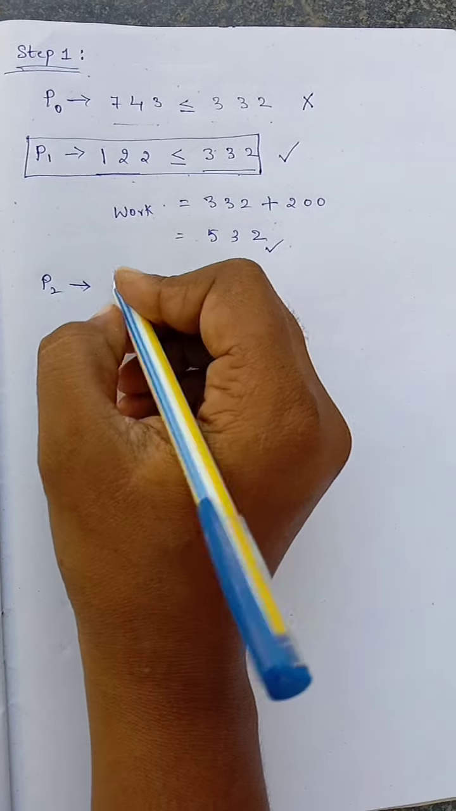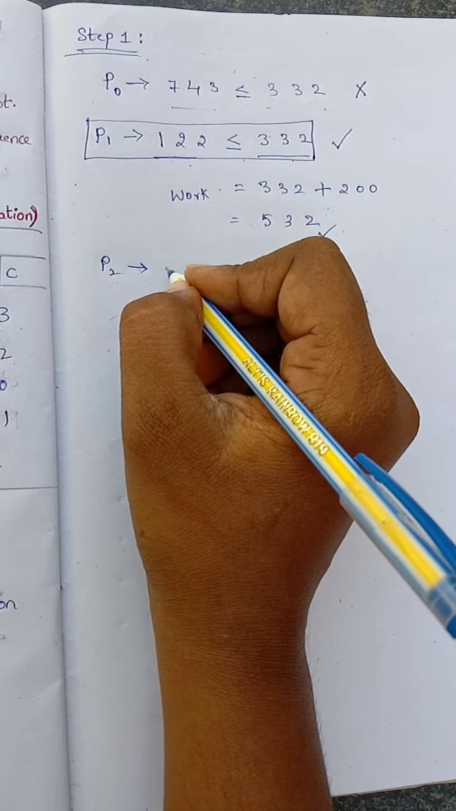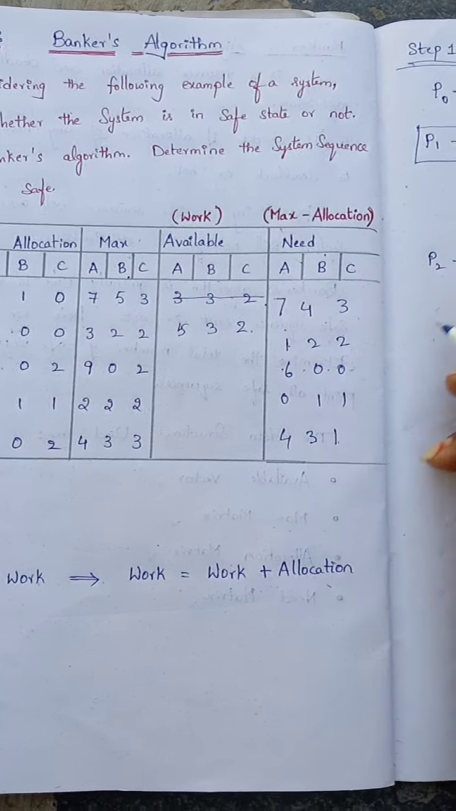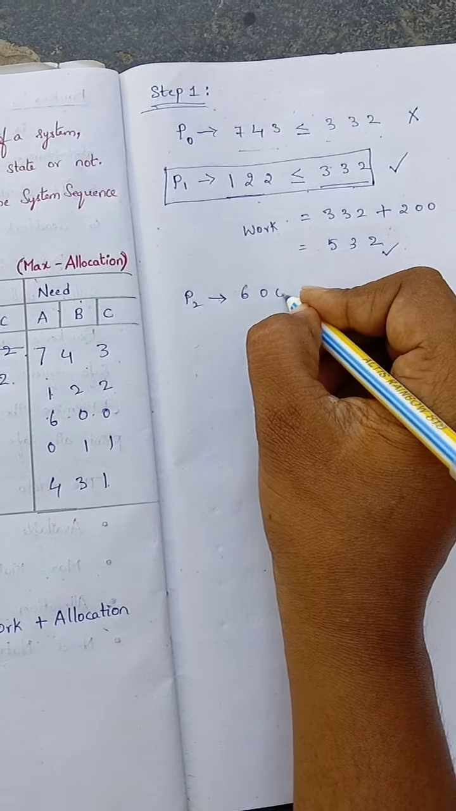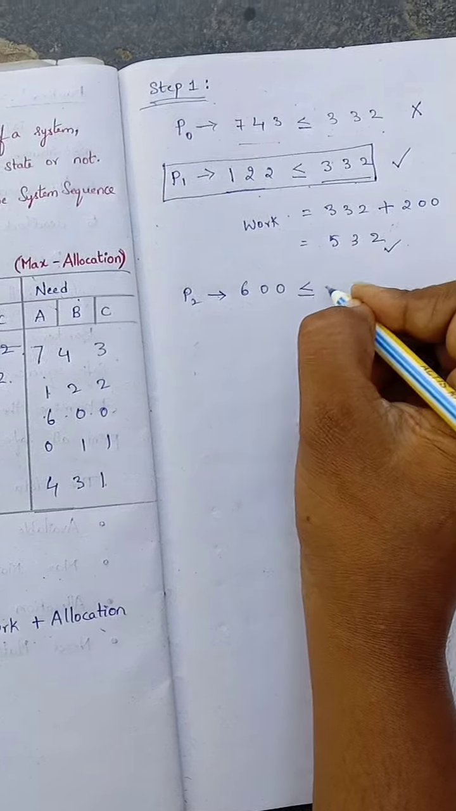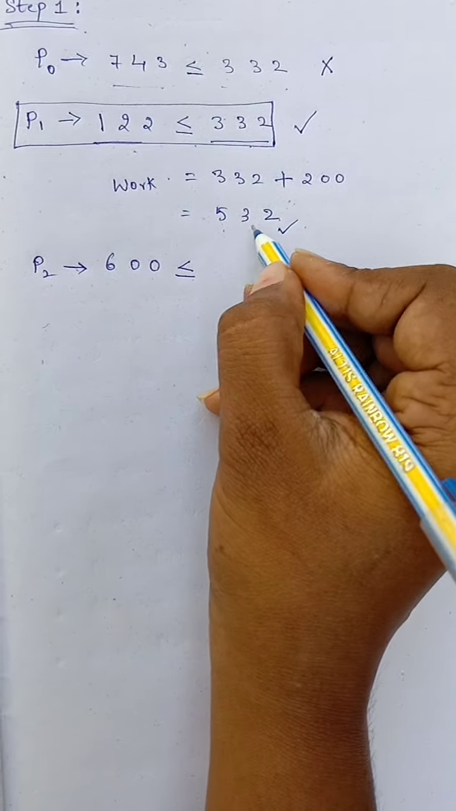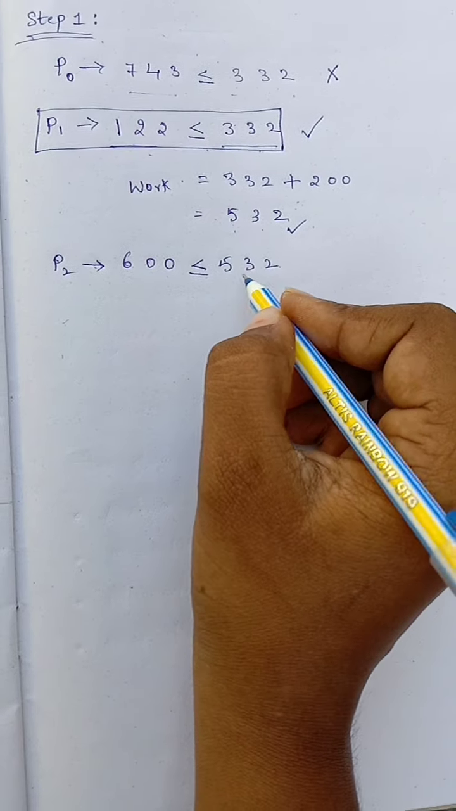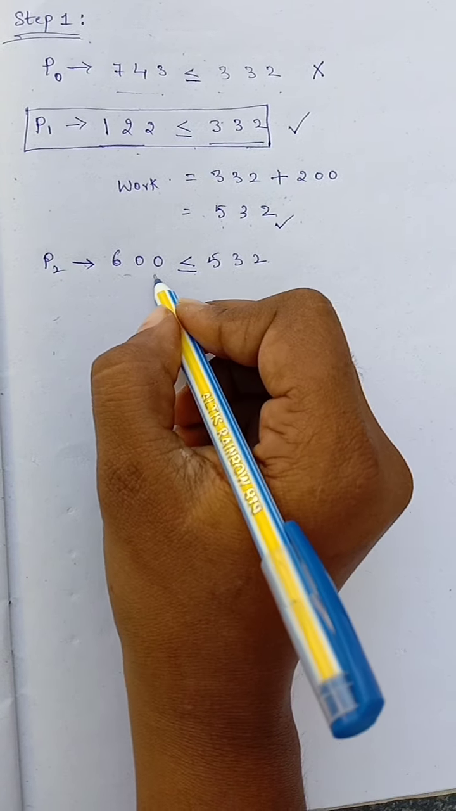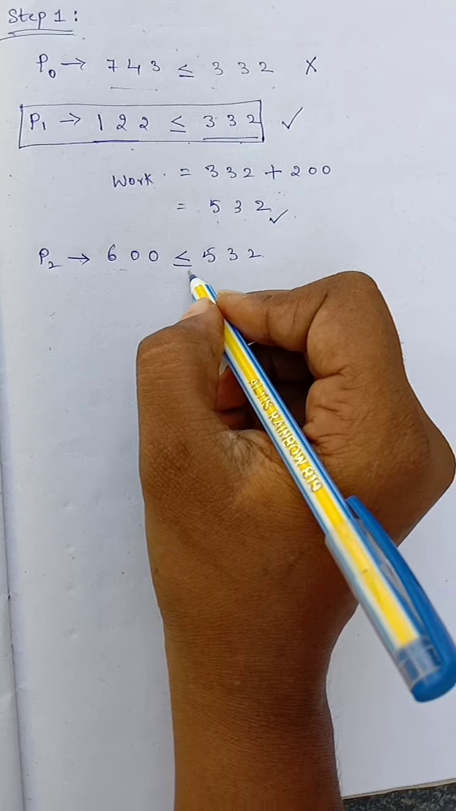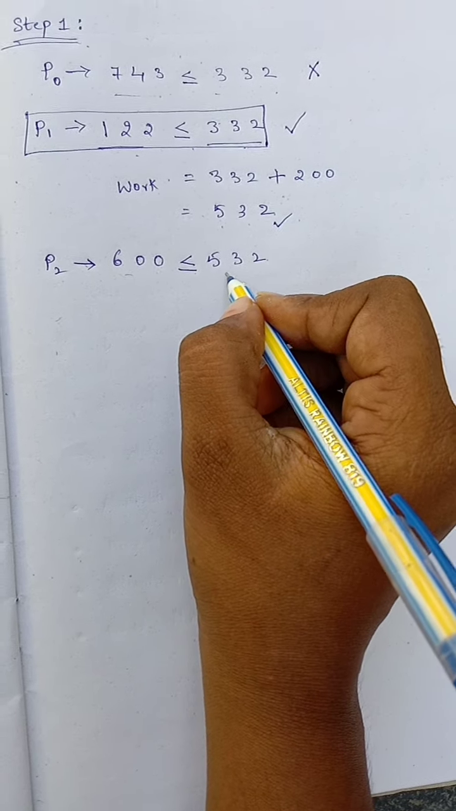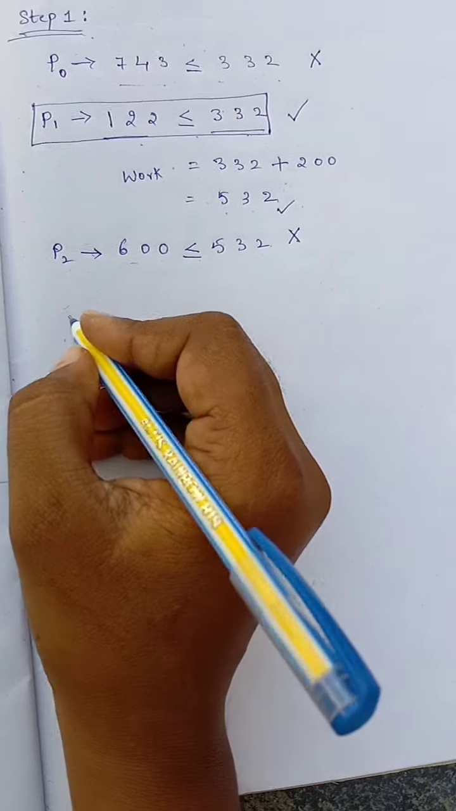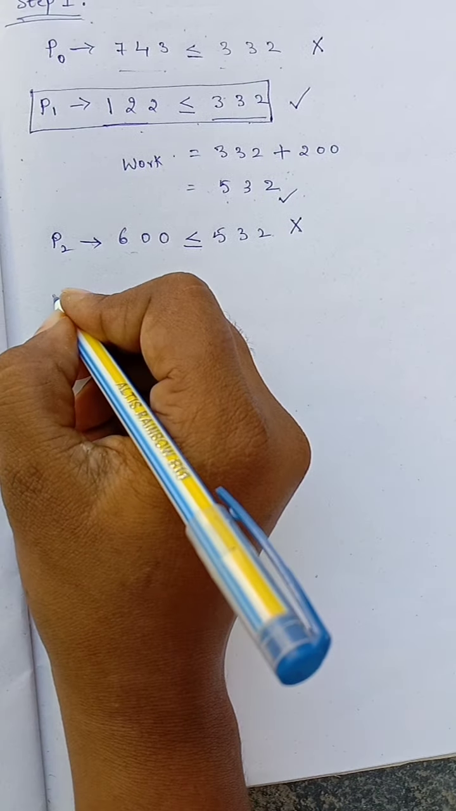Calculate P2. The need of P2 in the table is 6, 0, 0, and the new work is 5, 3, 2. Let us compare whether the need of P2 is less than or equal to work, which is false. So the condition failed. Let us move to the next process.